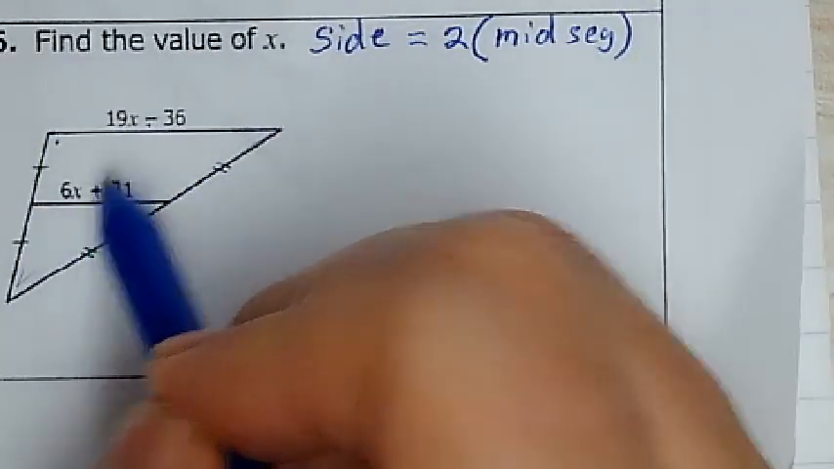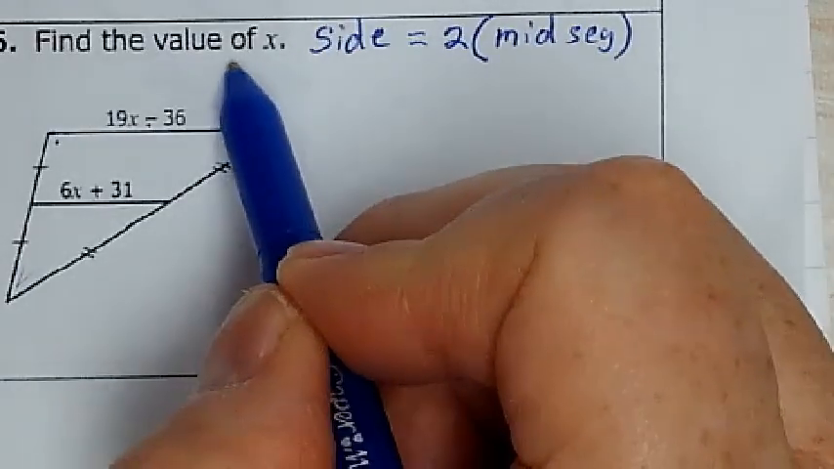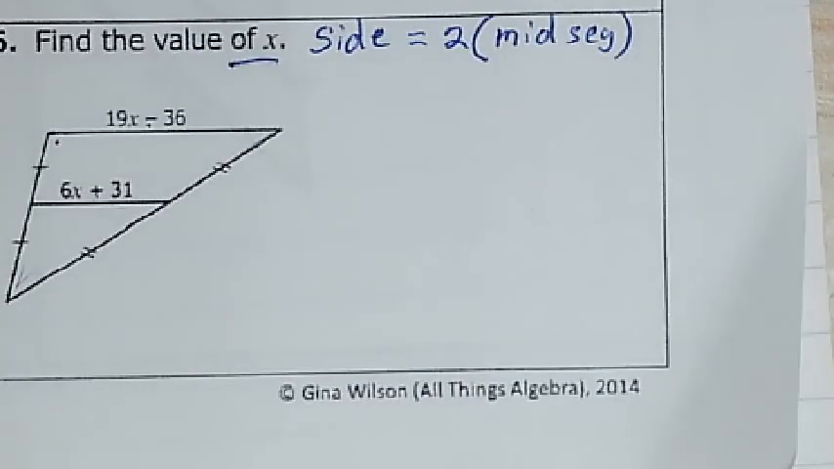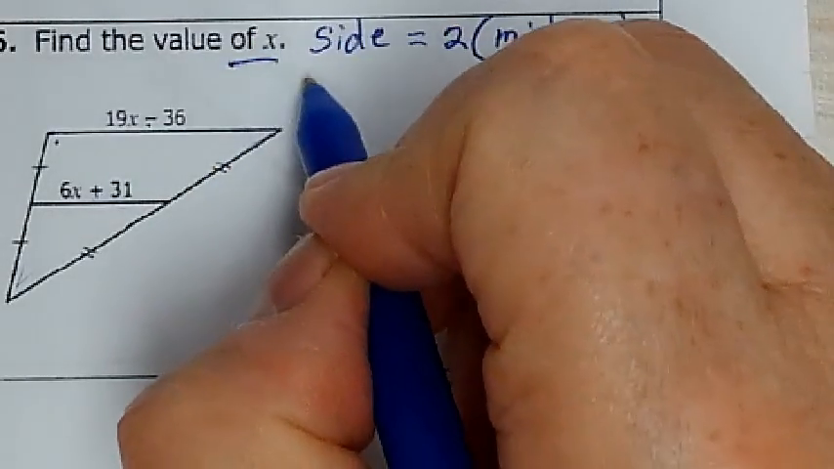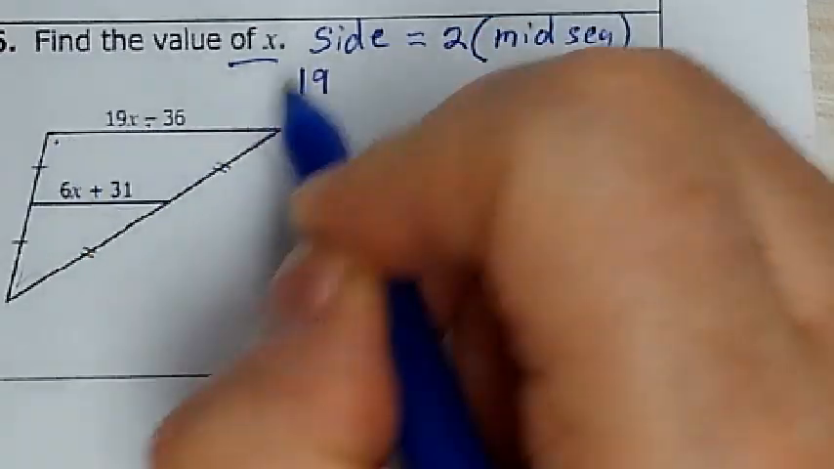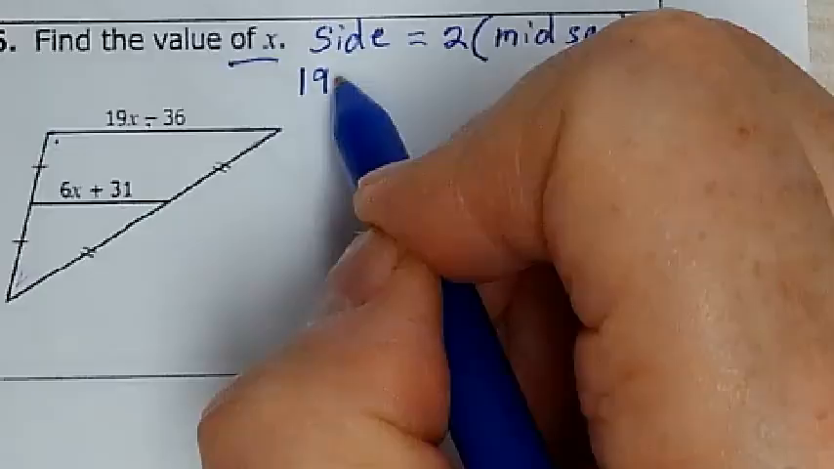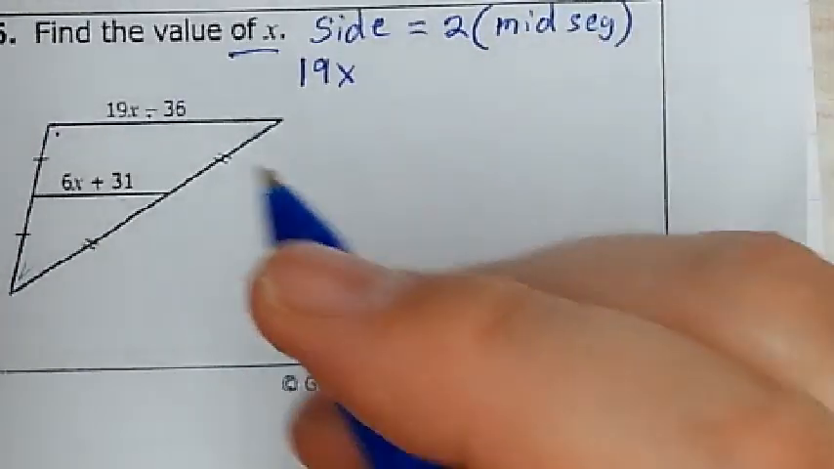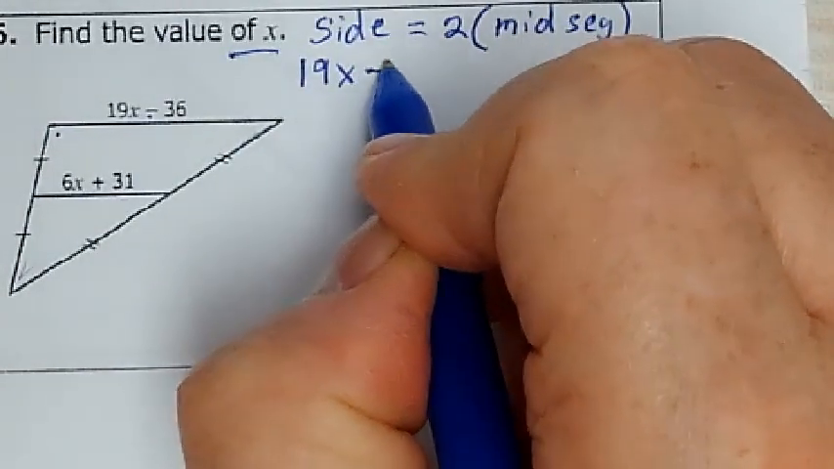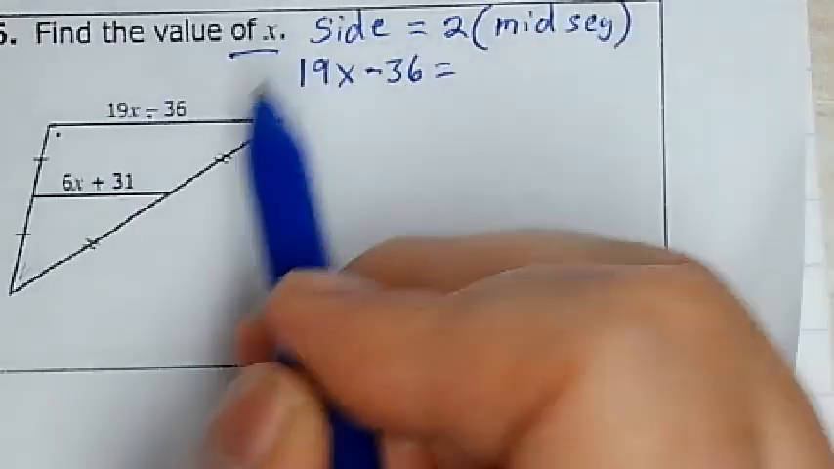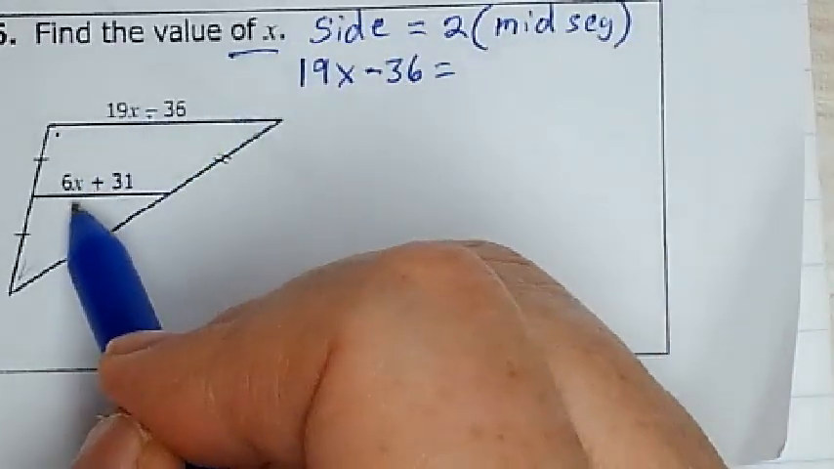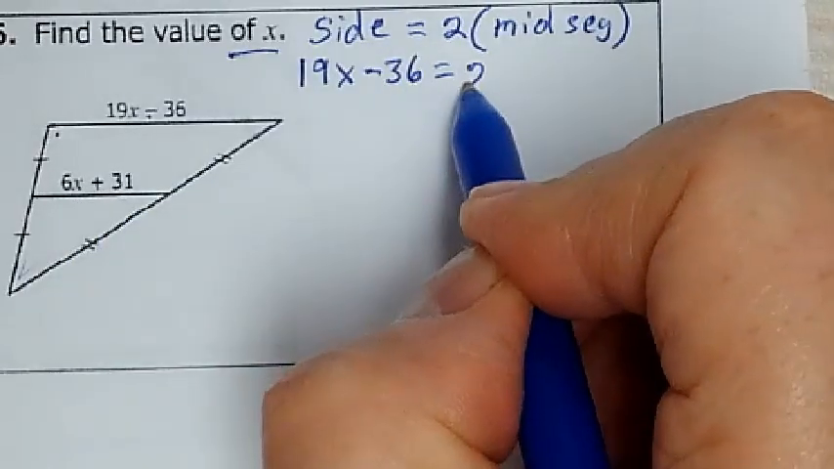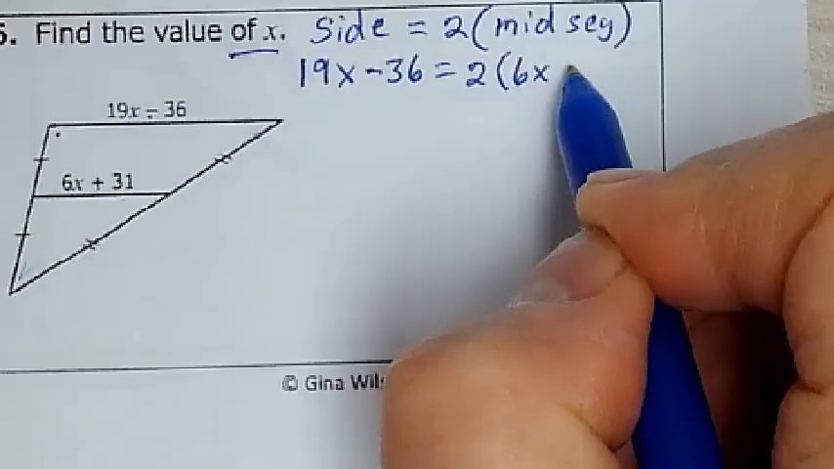Because if you're solving for x, you know what I always say, you better have an equation to solve for x in the first place. So what is the side? It's 19x. I think that's a minus sign, not sure. Let me put on my glasses. Okay. 19x minus 36. That side, 19x minus 36, doesn't equal 6x plus 31, but it equals twice that length of 6x plus 31. Yay. And now you could solve.